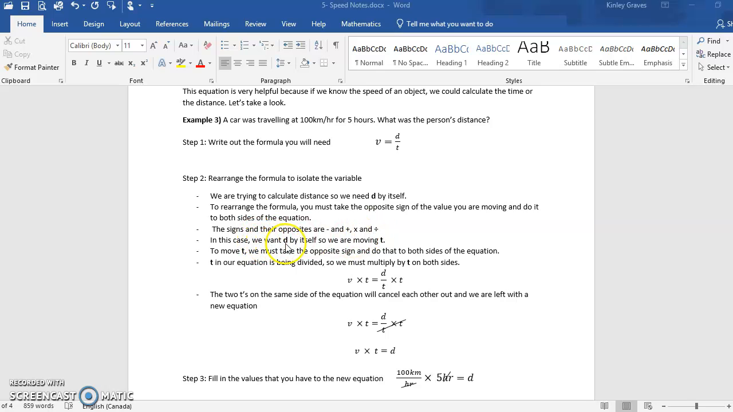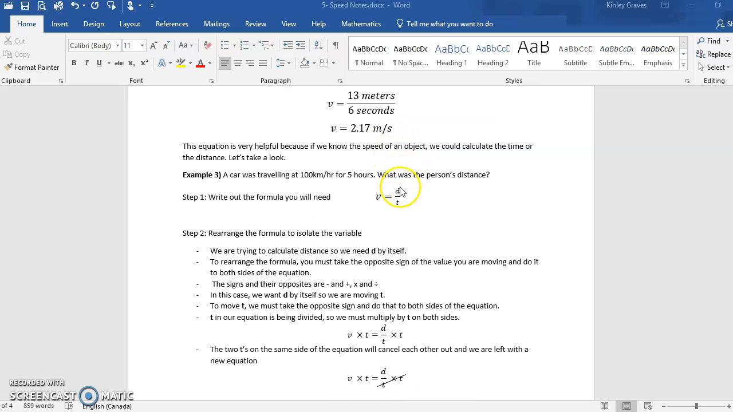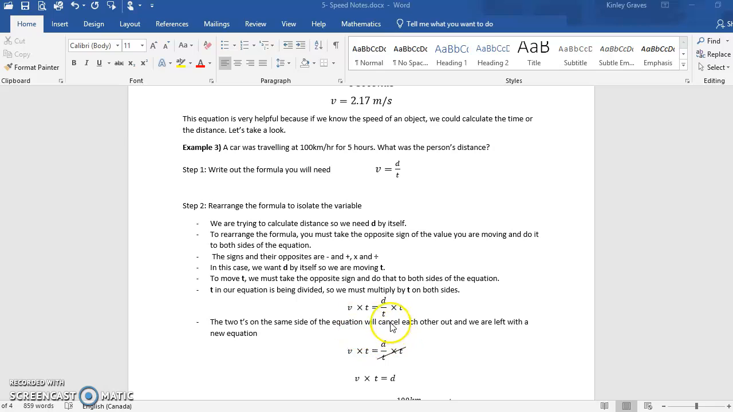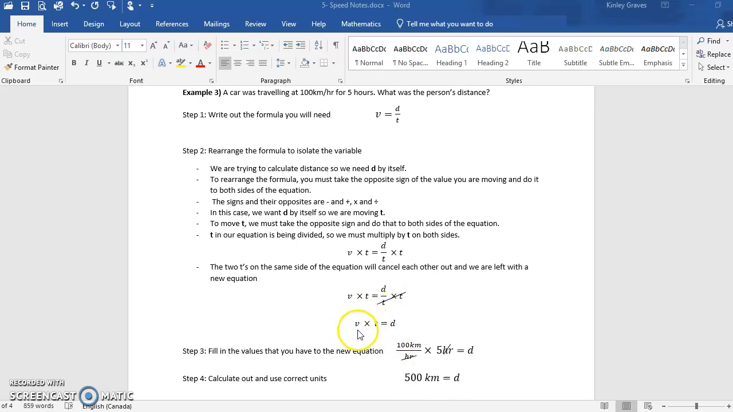In this case, we want d by itself, so we have to move this t value. Right now we're dividing by t, so if we take the opposite of that sign, we multiply by t. We multiply by t on either side of the equation. When we multiply on either side, the t's cancel out, as we can see here. Then our equation is left as v times t is equal to d.